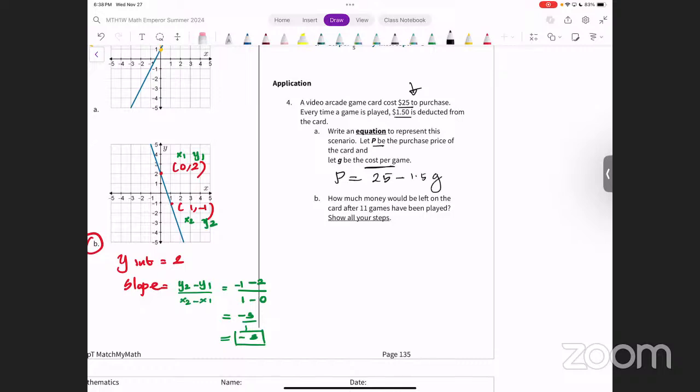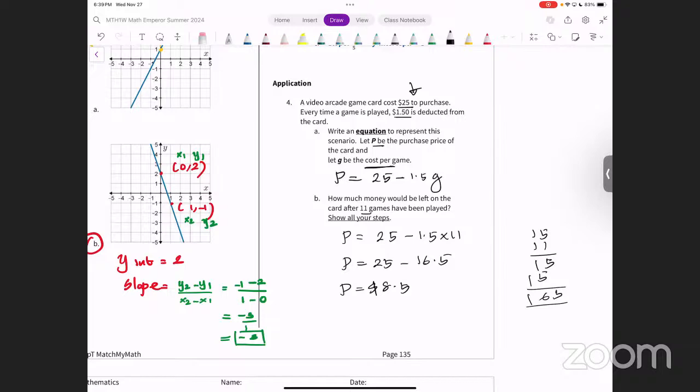Are you guys following that? You start out with the $25. Every time you play, you're going to spend $1.50. How much money would be left after playing 11 games? So P is 25 minus 1.5 times 11, isn't it? So 25 minus 16.5. So P is $8.50. Make sense? Are you seeing that?